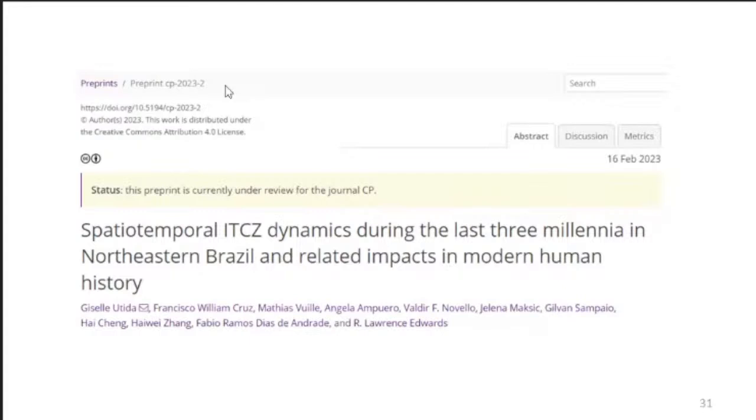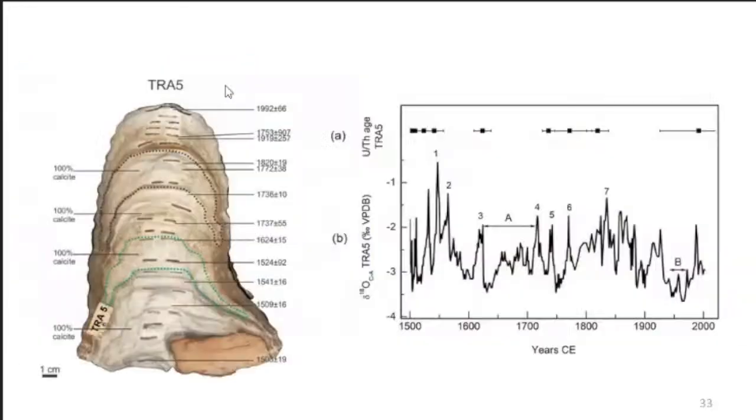I'm still working in Northeast Brazil in the same area, but talking about the last 500 years. We have oxygen isotopes in stalagmites. So, okay, it's one proxy. And what's the meaning of this? We have some drought events.